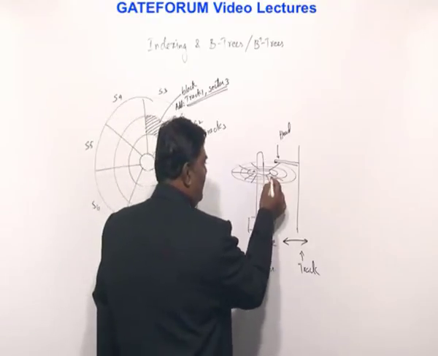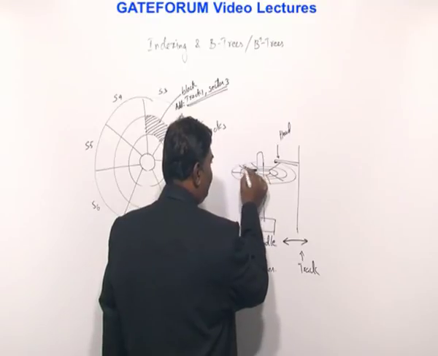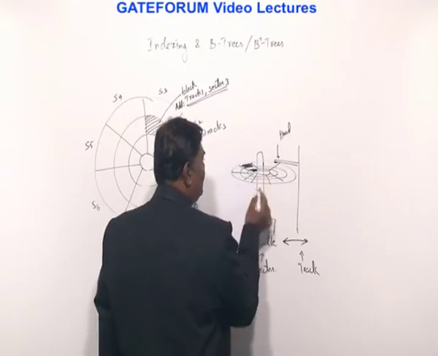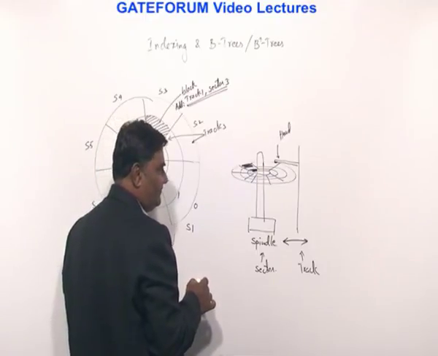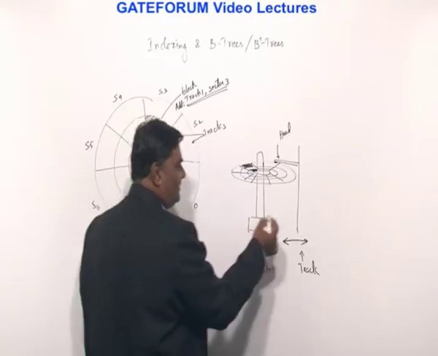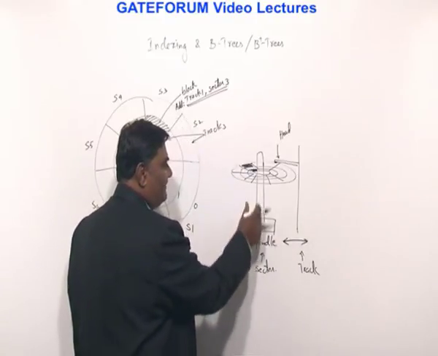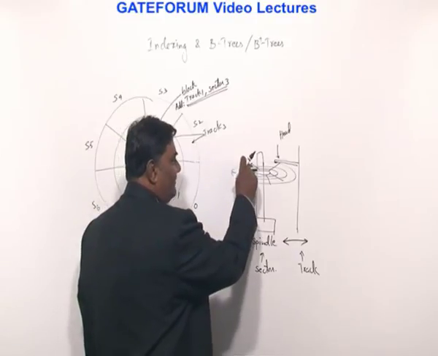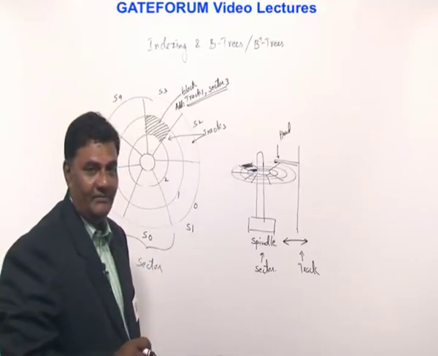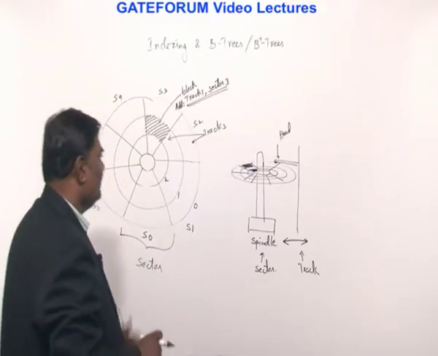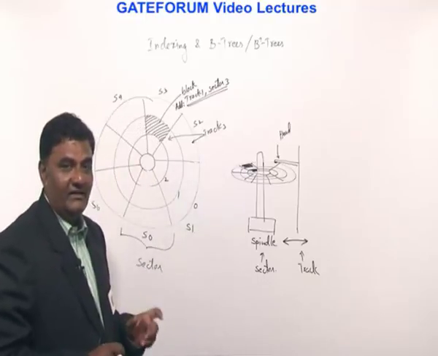To access a particular block, let us say this block on a disk has to be accessed, the block number, that is track number and sector number, should be given. Based on the track number, the head will move. Based on the sector number, the spindle will spin and bring that block right under the head so that the head can read that particular block. That's how the data on the disk is accessed in terms of blocks.